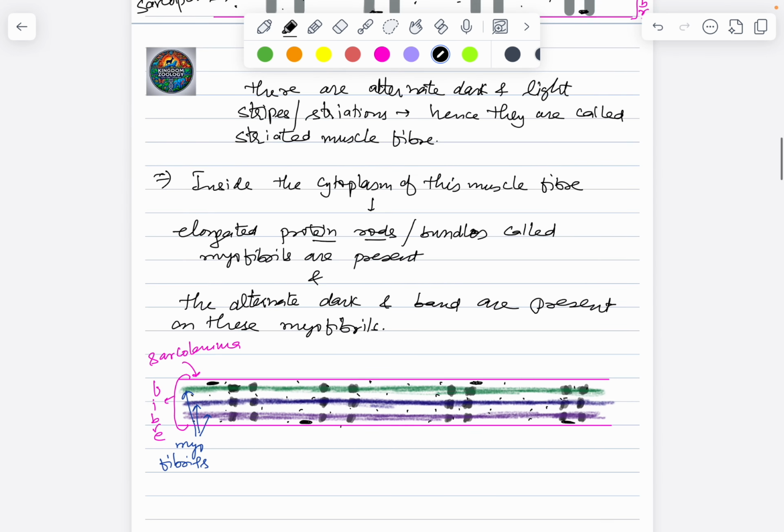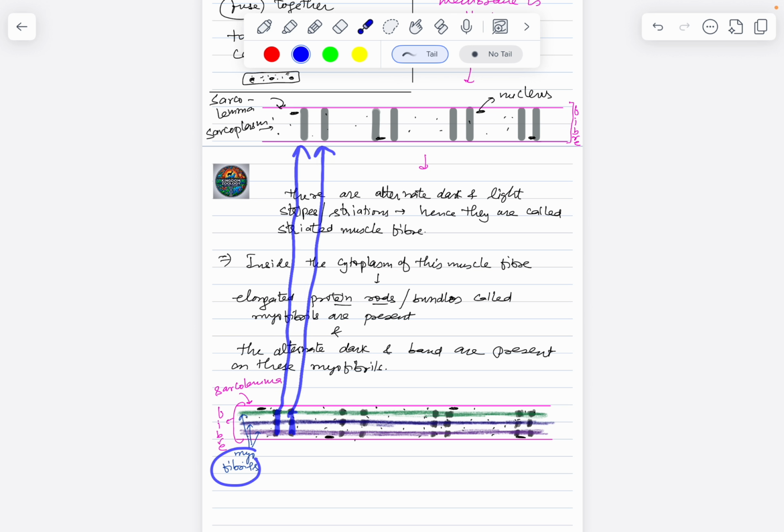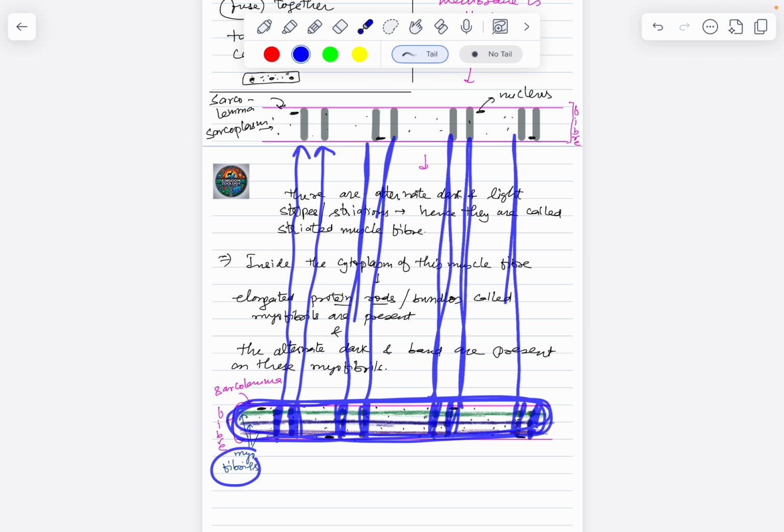So if I zoom out like this, where do you think the dark and light stripes actually are located? On the protein rods. But if we are looking at them through a transparent cell membrane, you would believe that the entire cell has stripes on it, while the reality is the stripes are not on the cell. Where are they? We can see them on the protein rods, or the myofibrils.